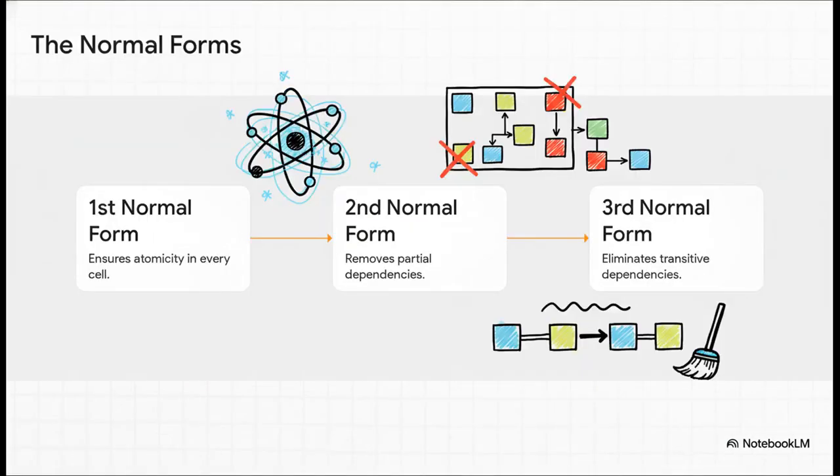So, normalization isn't just a vague idea, it actually follows a clear set of rules, or what we call forms. Now, there are several of them, but we're going to focus on the first three, because honestly, these solve the vast majority of problems you'll ever run into. We're going to tackle them one by one and watch our data structure get cleaner with each step.